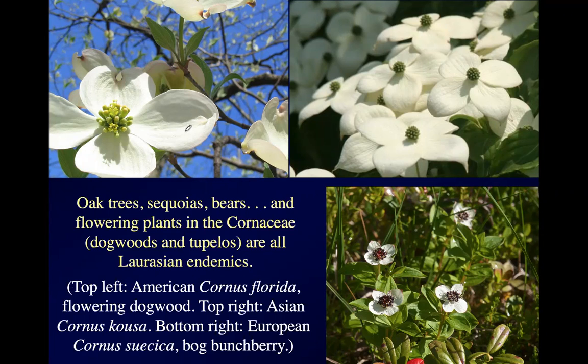The Cornaceae is dogwoods and tupelos. Up there at the top left, there's American flowering dogwood. I know you've seen that before. There's a nice one growing right outside the back entrance to Lewis. At the top right, there's an Asian dogwood, Cornus kousa. Bottom right, that's a European dogwood that's actually a shrubby form that makes edible seeds. That's the bog bunchberry. And so this family of flowering plants is all endemic to Laurasia, the northern half of Pangaea.